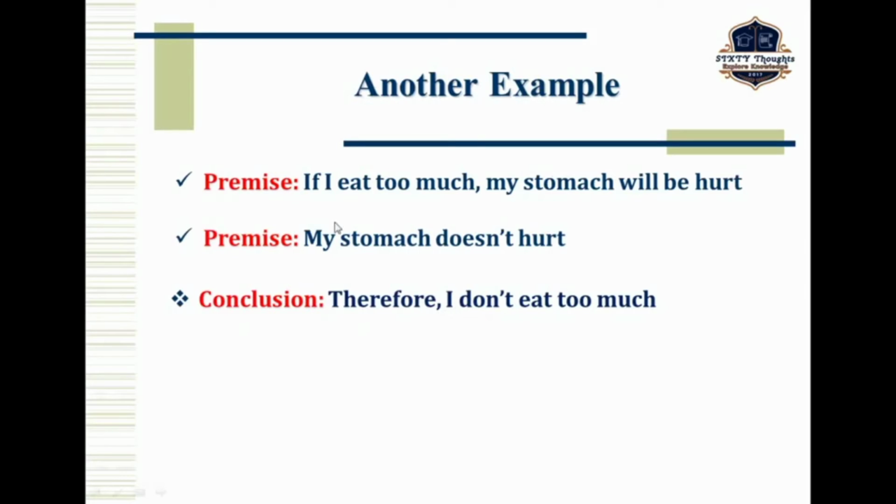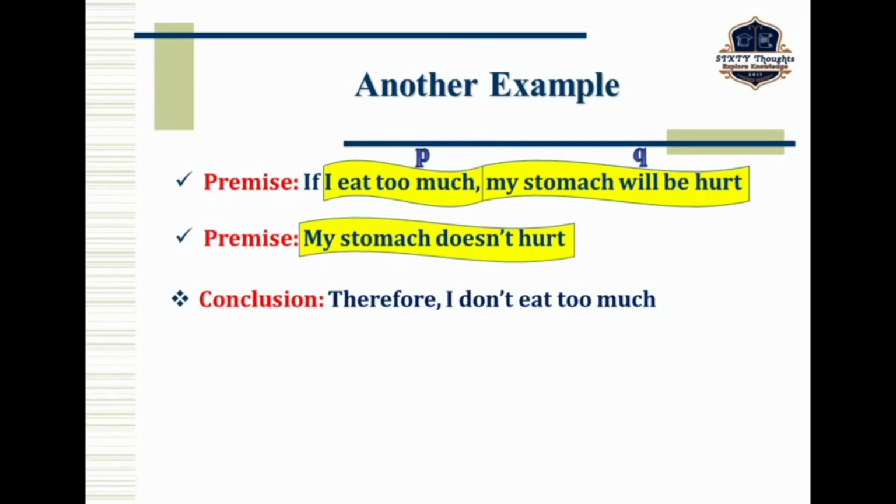Okay. So here in premise 1, how many statements are there? Two different statements. One is I eat too much. So we consider P equal to I eat too much. The second statement is my stomach will hurt. So we consider that as Q. Okay. Coming to the second premise, what is the second premise? My stomach does not hurt. That is not a new statement. That is nothing but the negation of the Q statement.